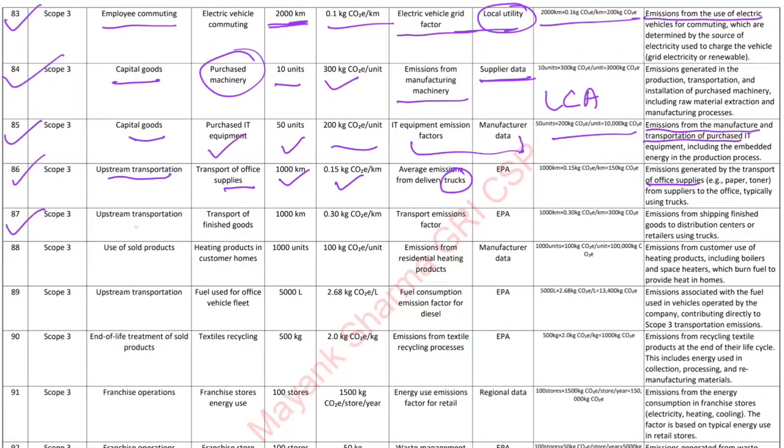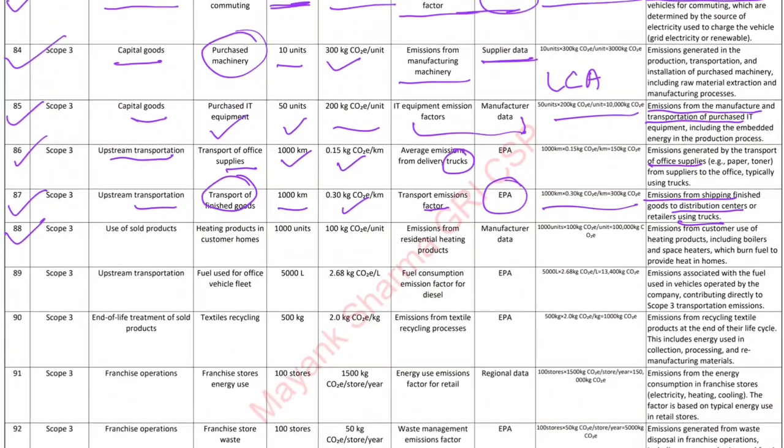87 is scope 3, again upstream transportation of the finished products or goods. 1000 kilometer distance traveled, emission factor, transport emission factor from EPA, multiply the distance traveled into the emission factor, basically emissions coming from shipping the finished goods, utilizing the trucks, and these trucks are going to the distribution centers or retailers.